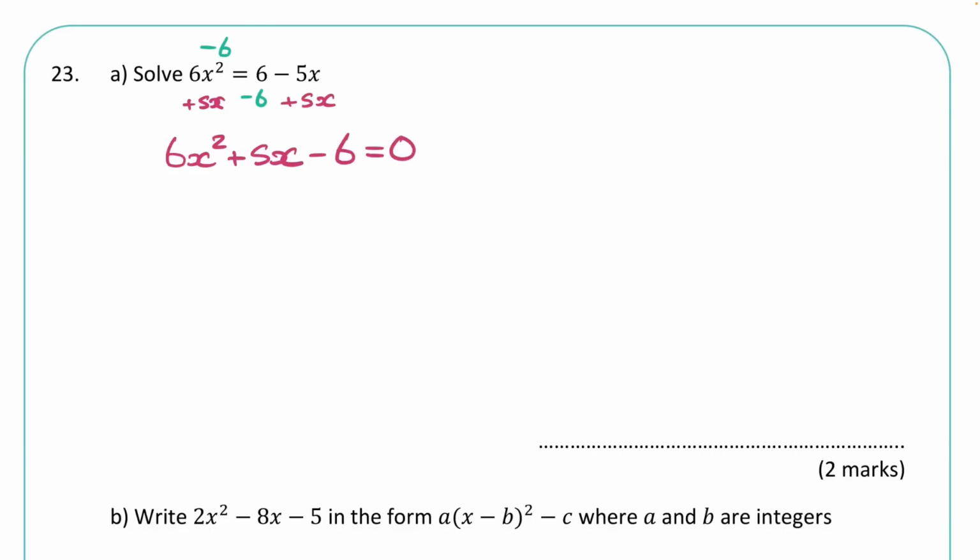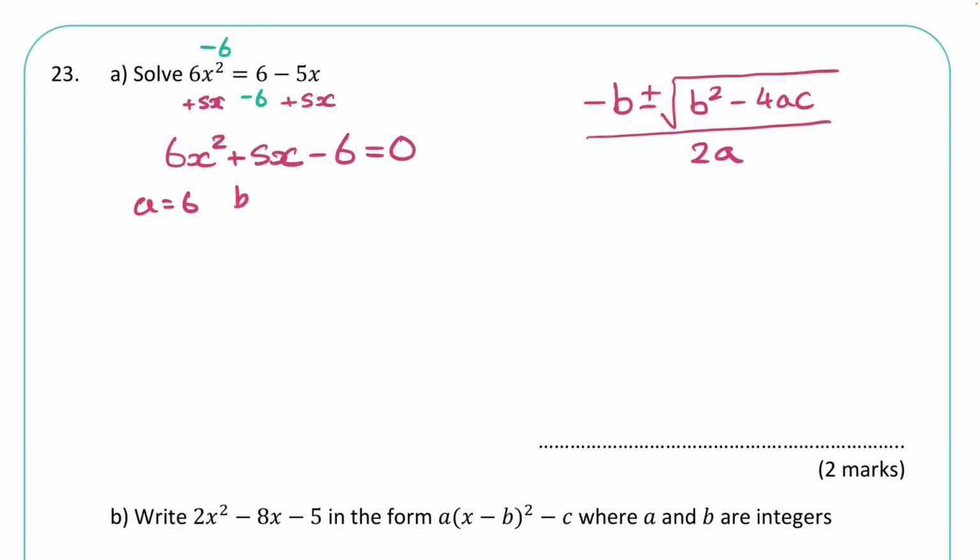Now at this point we've got two options. We can either attempt to factorise this, and it might factorise, it is only 2 marks here, so it may just factorise, in which case we can get our solutions relatively quickly. However, if we are using a calculator paper, we may as well just use the quadratic formula. So minus b plus or minus the square root of b squared minus 4ac all over 2a. And if you're comfortable using the quadratic formula, it's a lot quicker. So a equals 6, b equals 5, and c equals negative 6.